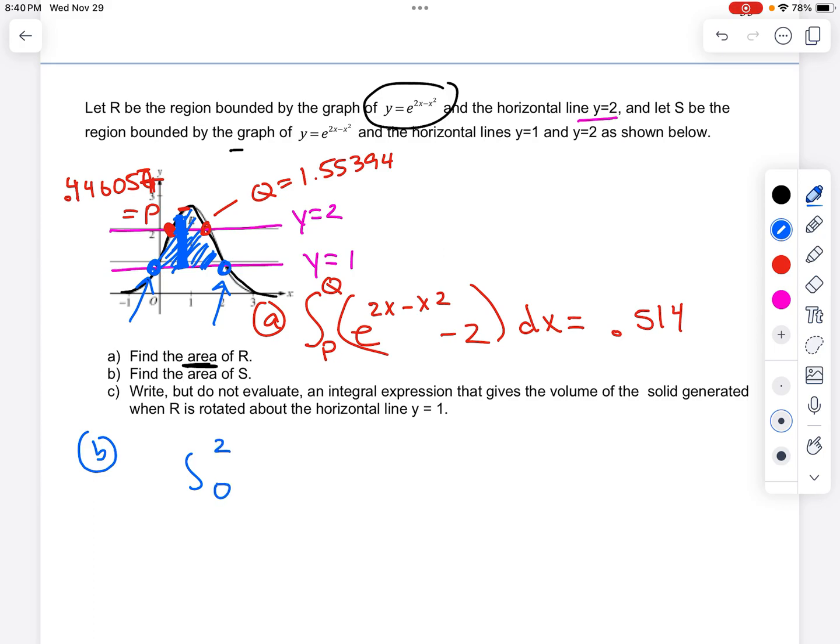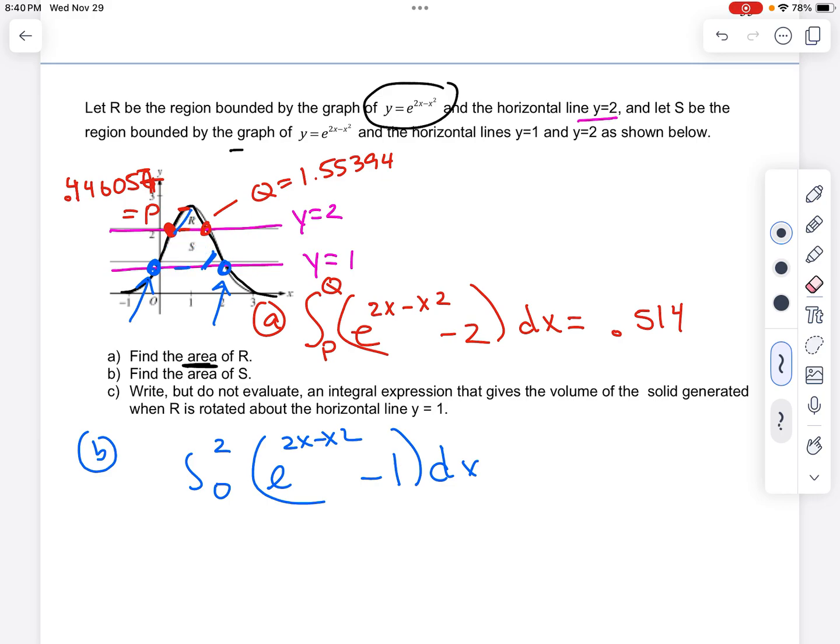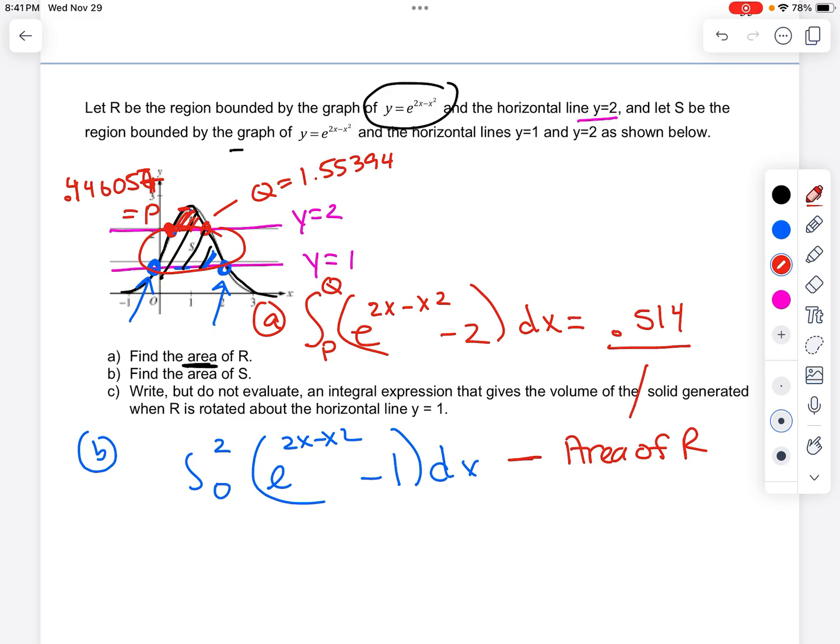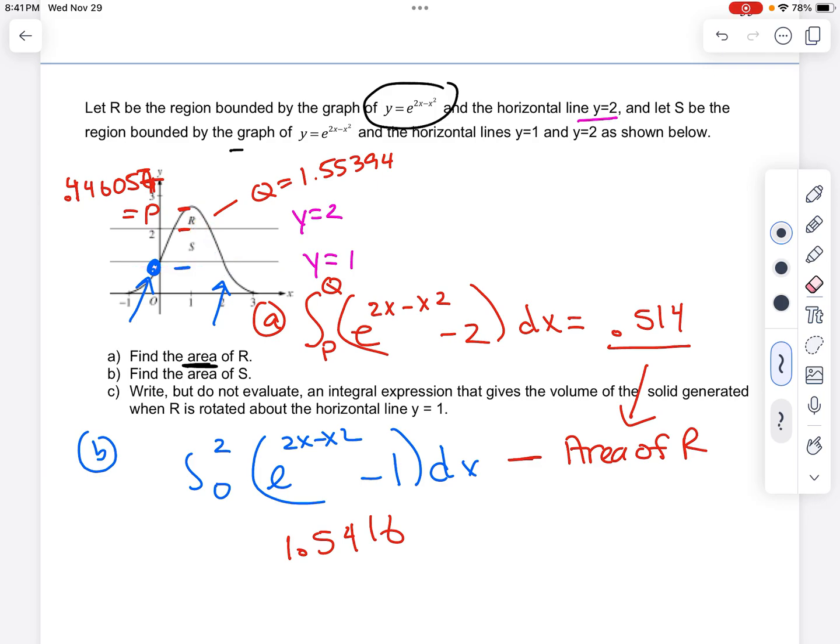So if I integrate the whole shaded region that includes both R and S, there's my rectangle, the top is the function, and notice the bottom goes all the way to 1. So that will give me all of this blue shaded region, but all I want is S. So if I take all of this, but then subtract off just the R piece, you'll be left with S, which is what I'm looking for. So that's how I'm going to do this problem. I'm going to subtract off the area of R, which we came up with in part A. And this you can type into your calculator. It ends up being 1.5416.